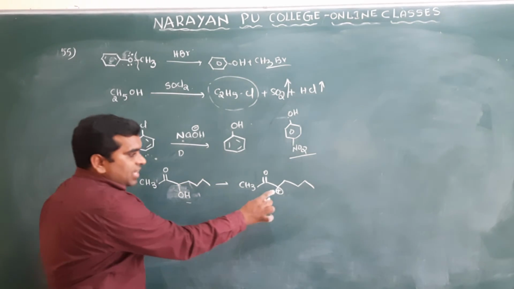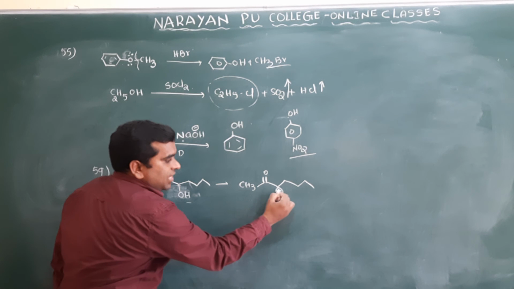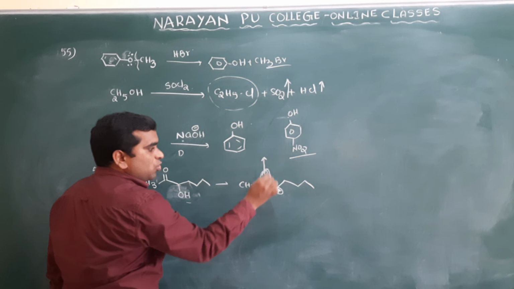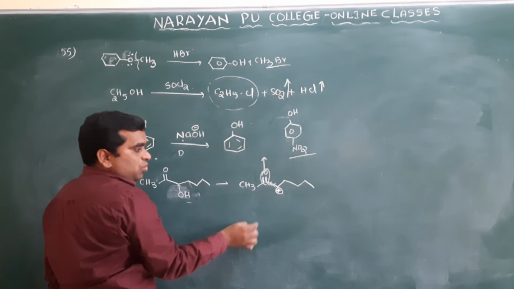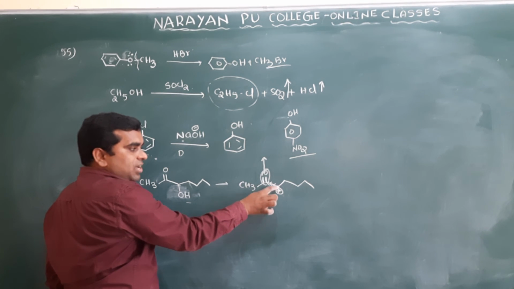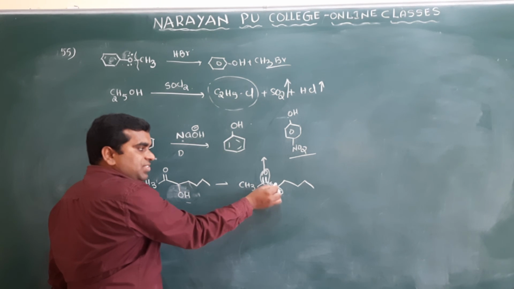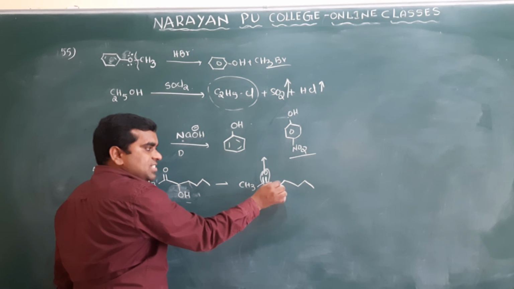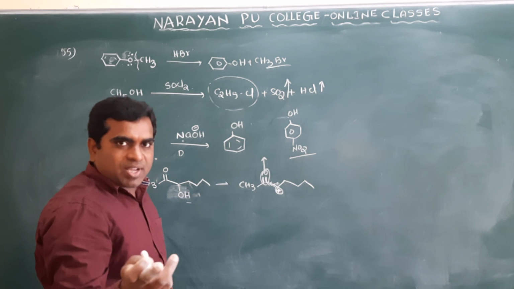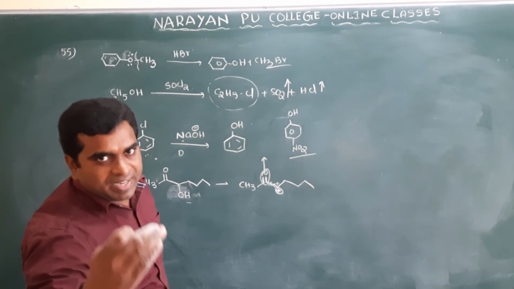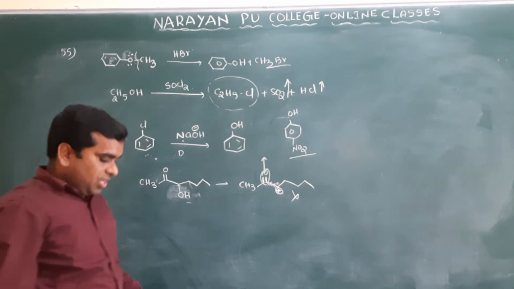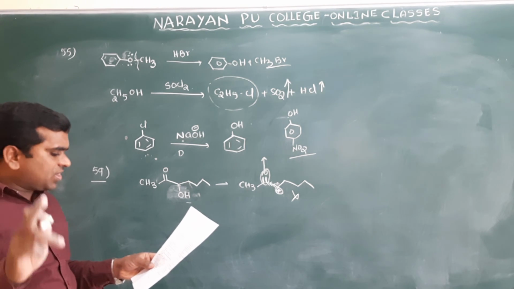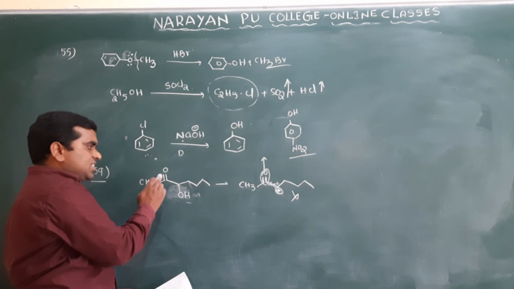Clear? But look at the positive charge and its stability. Here an electron withdrawing group is present, and it withdraws electrons from this carbon. The positive charge increases, so automatically the stability decreases. That's why it is less stable. Compound 2 is the same way, and compound 3 also, because the OH is just beside the CO group.